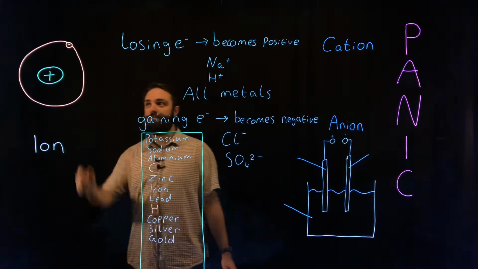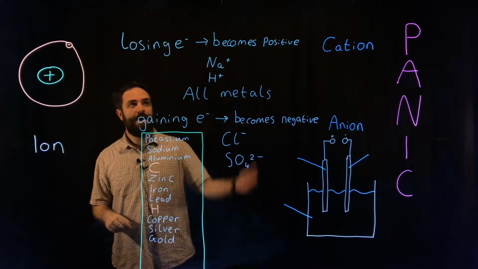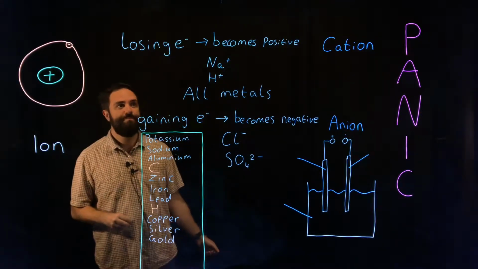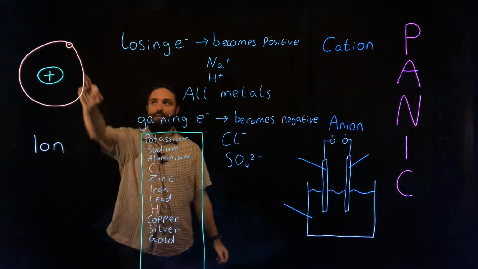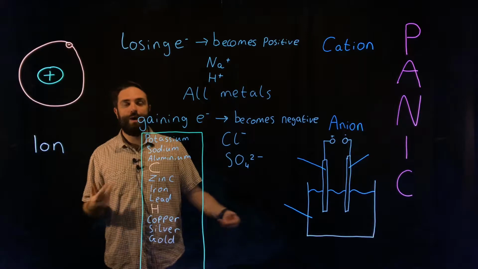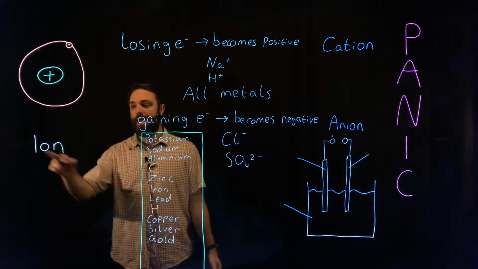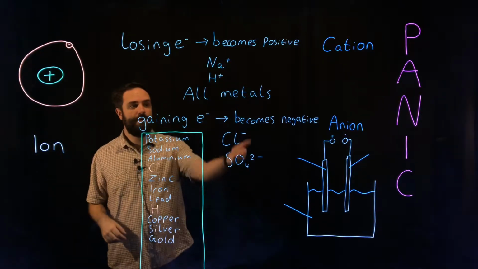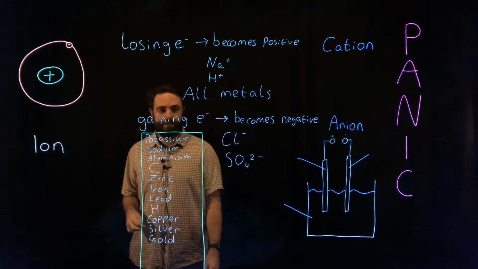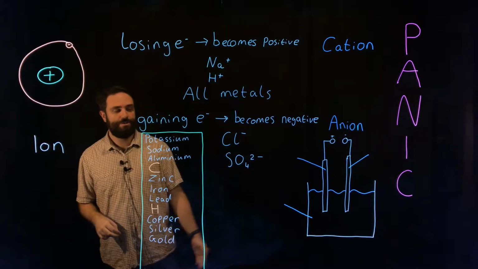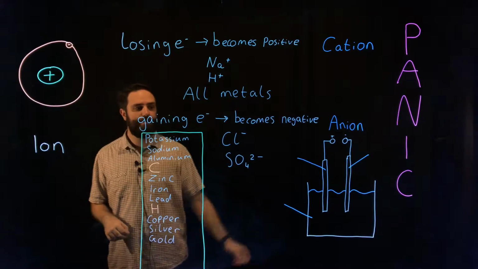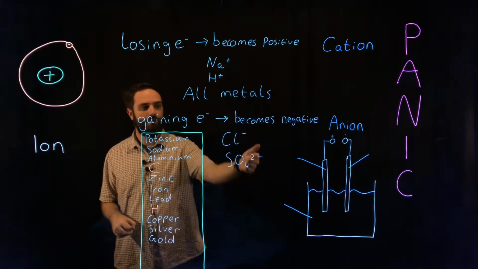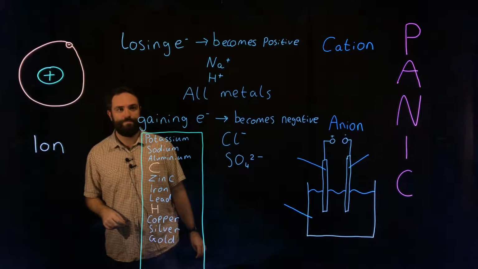All metals form positive ions, as does hydrogen. If you gain an electron, electrons have a negative charge, you end up forming a negative ion. Chlorine and the other halogens form negative ions. Some polyatomic, meaning more than one atom, ions such as sulfate also form negative ions.